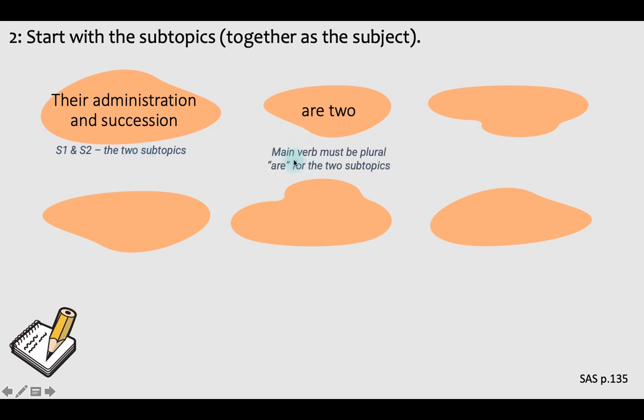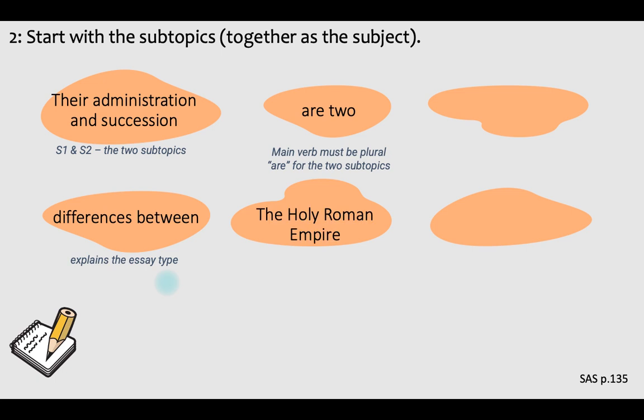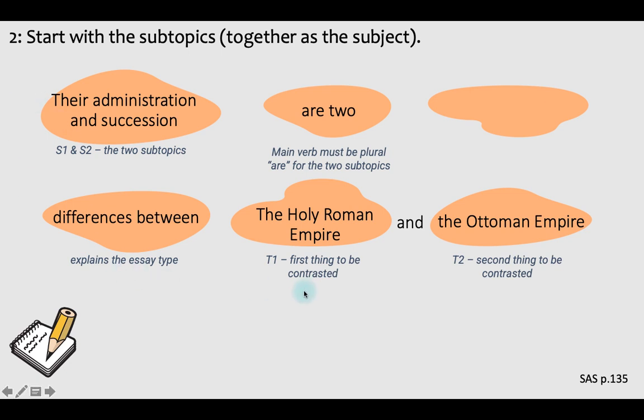Are to, our main verb, must be in the plural form because this is two things. Are to differences between. So this phrase tells us our essay type. And then we have the Holy Roman Empire, first thing to be contrasted, and the Ottoman Empire, our second thing to be contrasted. So again, a very simple sentence, but this time starting with the subtopics.